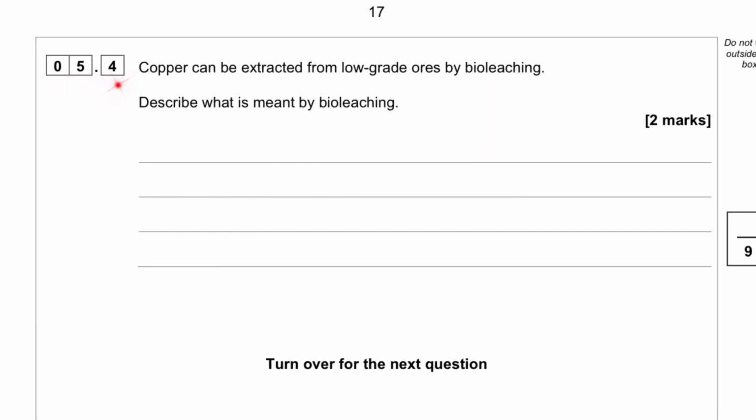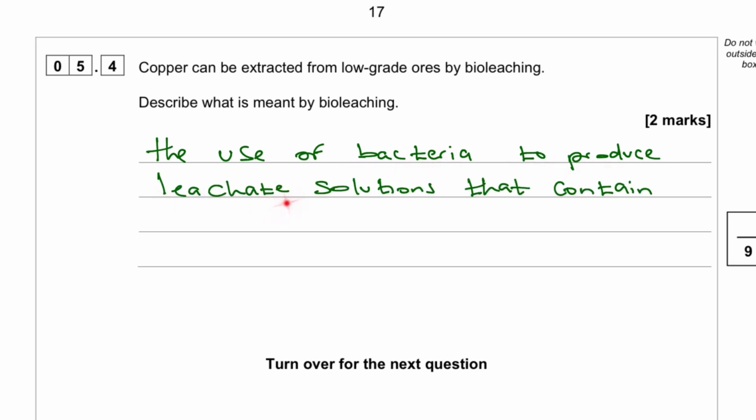Question 5.4. Copper can be extracted from low-grade ores by bioleaching. Describe what is meant by bioleaching. Bioleaching is the use of bacteria to produce leachate solutions that contain metal or copper compounds.